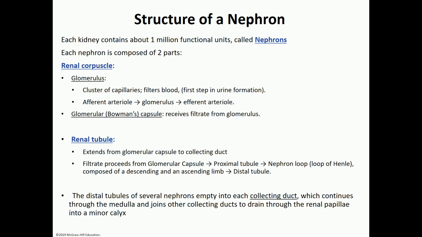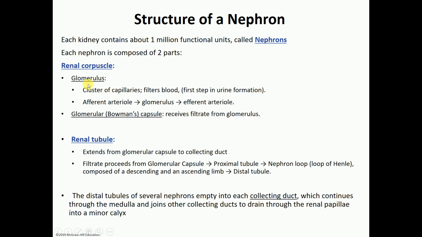So as we mentioned, the nephrons are your functional units. Each kidney has about 1 million of these little tiny units, and each nephron is made out of two parts, the renal corpuscle and the renal tubules. The renal corpuscle, that is where the very first step of urine formation is going to happen, and that first step is known as filtration. The renal corpuscle is made out of a glomerular capsule that surrounds a collection of capillaries known as the glomerulus.